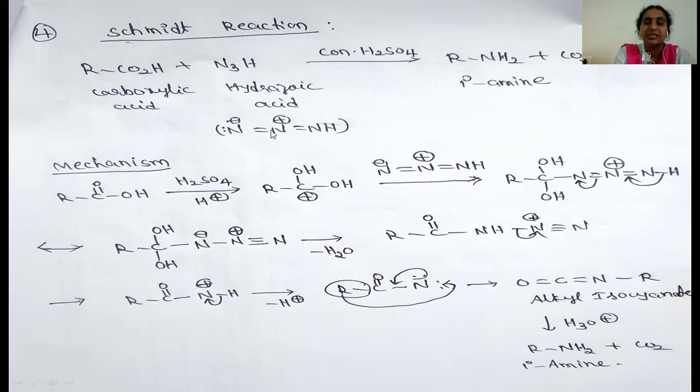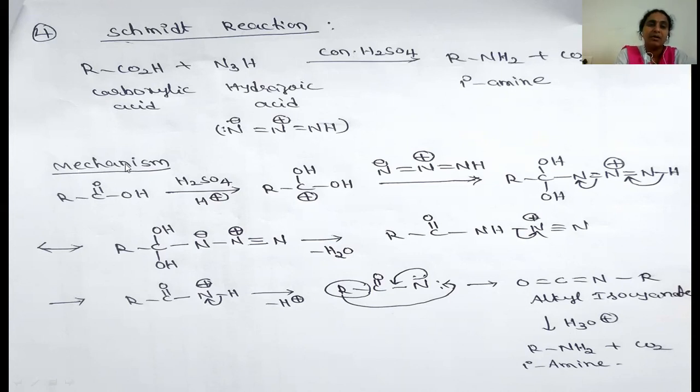Whereas this nitrogen has a total of four bonds, hence it has one positive charge. This nitrogen has two bonds and this is one bond, hence no charge, but this nitrogen also has a lone pair of electrons. So this is the structure of hydrazoic acid. This carboxylic acid, when it reacts with hydrazoic acid in the presence of concentrated H2SO4, produces primary amines. The byproducts are carbon dioxide and nitrogen.